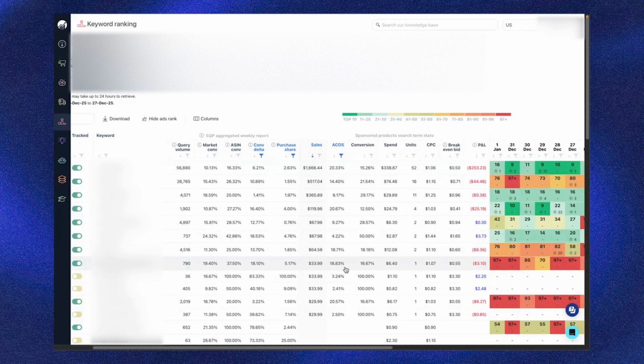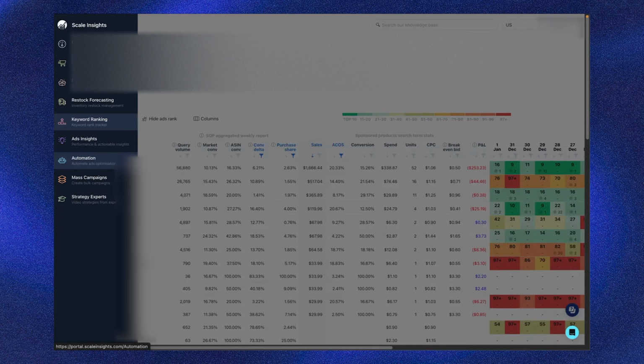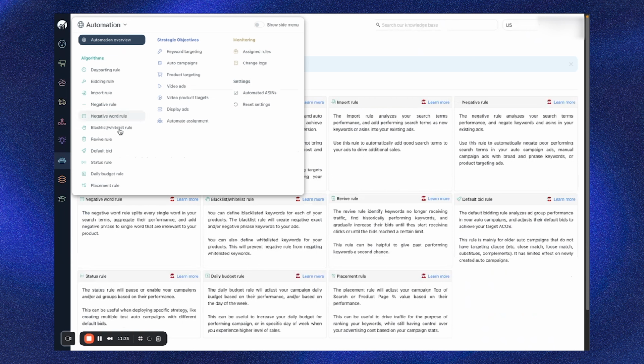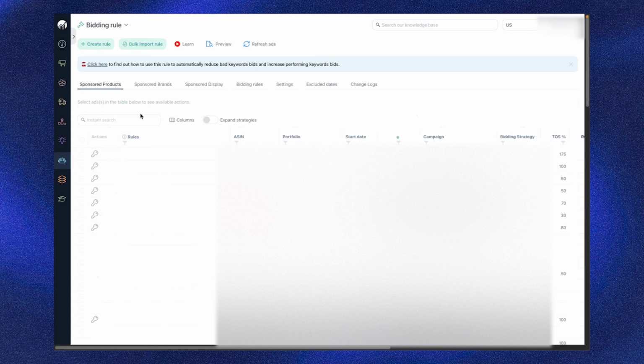But it's just more efficient, because a process that you're not able to systemize is not scalable at the end of the day, because that's just common sense. That's not my opinion. But long story short, you can then go to automation, and let's remember the parameters. We can then go to here, bidding rule, and create a new bidding rule.